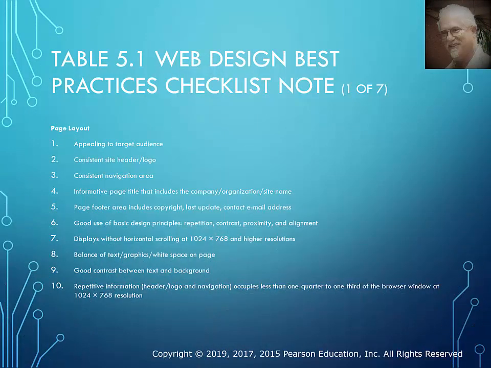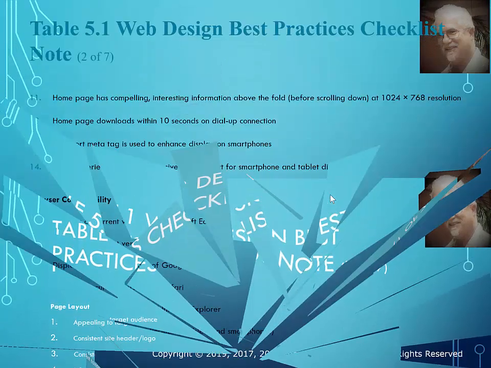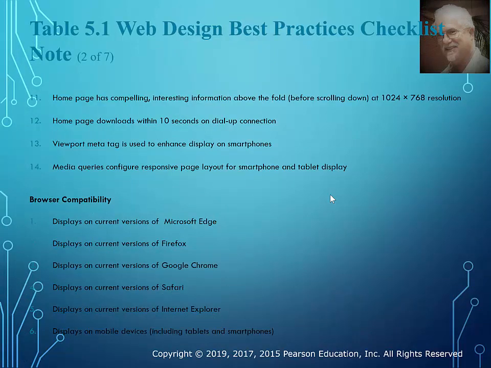Okay, there's that checklist again. Page layout. I'm going to quickly go through these. You can read them again in your textbook and off the link on the publisher's website. You want to make sure in page layout that it's appealing to the target audience, consistent header, logo, consistent navigation, informative pages, page footers, etc. You've got to look at browser compatibility, displays on current versions of Microsoft Edge, Firefox, Chrome, Safari, Internet Explorer, and on other devices.